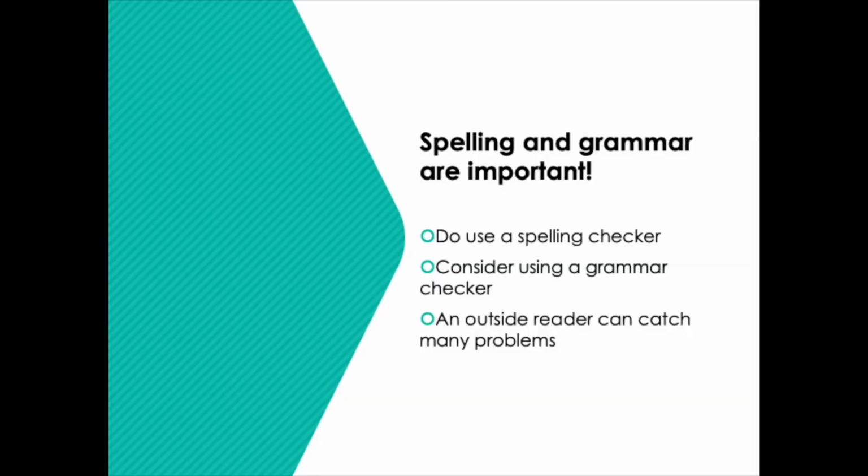And also try to have an outside reader. Your co-authors should be catching any of these grammar or spelling mistakes, but they might not. So you might also consider getting someone else to read your work, a friend or a colleague from a slightly different field that's not going to be focused on the science, and they can pay attention to the writing.